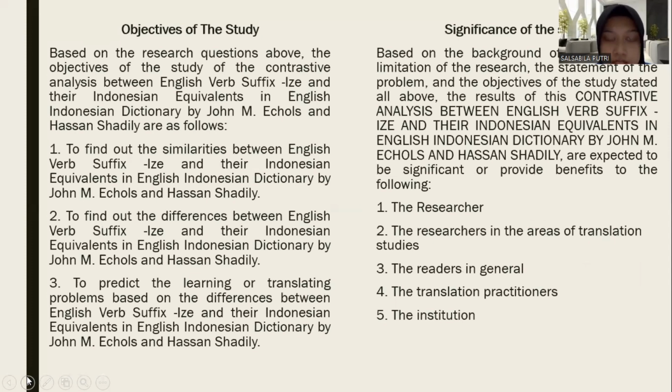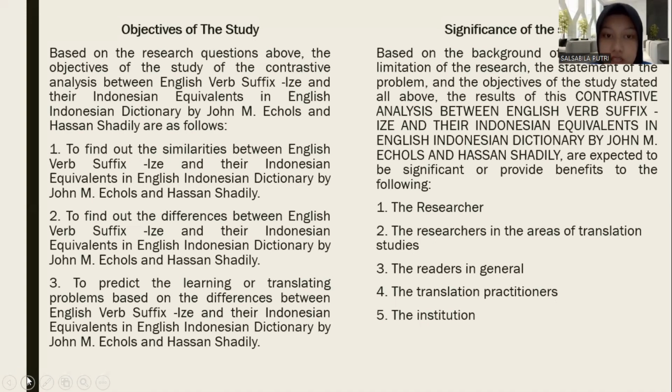Objective of the study. Based on the research questions, the objectives of this research are to find out the similarities, to find out the differences, and to predict the learning or translating problem based on the differences between English verb suffix -ize and their Indonesian equivalent in English Indonesian Dictionary by John M. Eccles and Hasan Sadli.